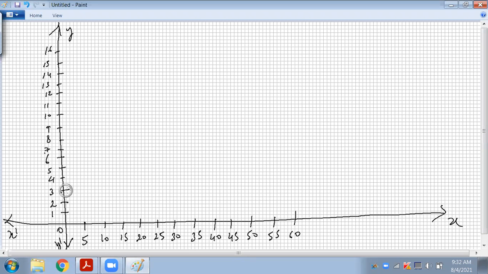x5 is here, y3 is here. So if you see, they will intersect at this point. So this point will be 5, comma 3. Okay, next point is what?